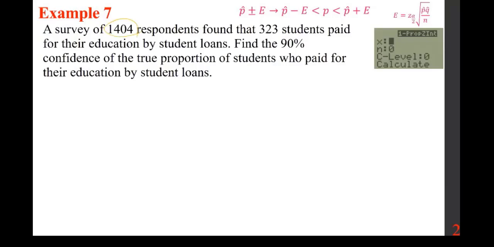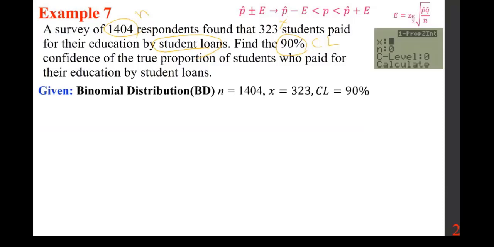I start with the first number. What is that? n. Beautiful. I start with the next number. What is that? X. Beautiful. Lowercase x. See, out of 1,404, 323 students paid for their education by student loan. So that is x. And of course, this is your confidence level. So you're dealing with the binomial distribution because either you use the student loan, or you don't. So that's a binomial distribution.